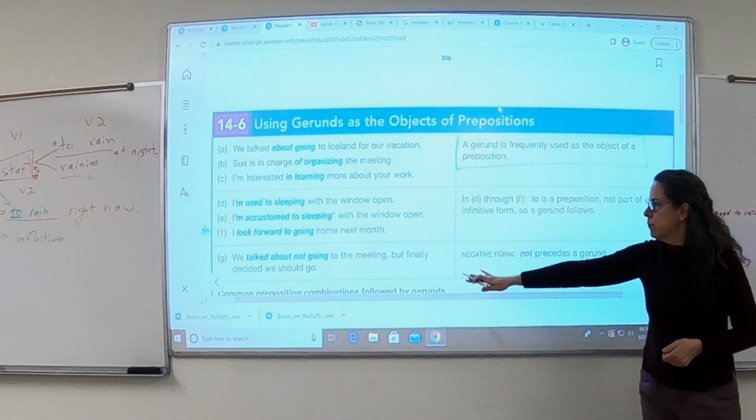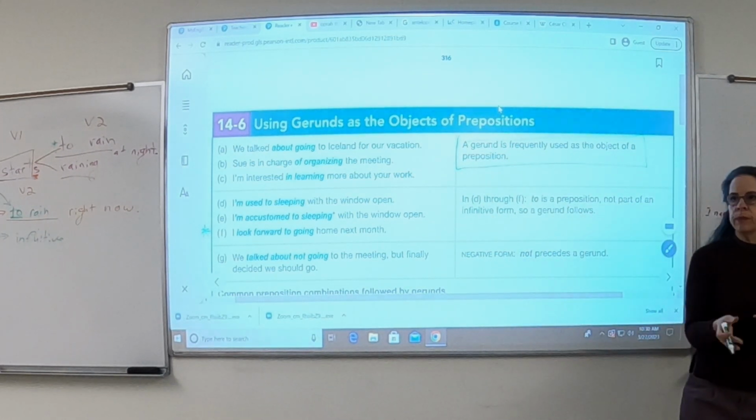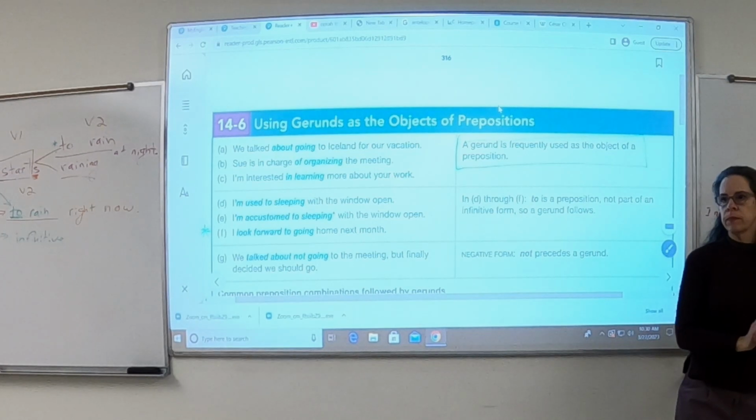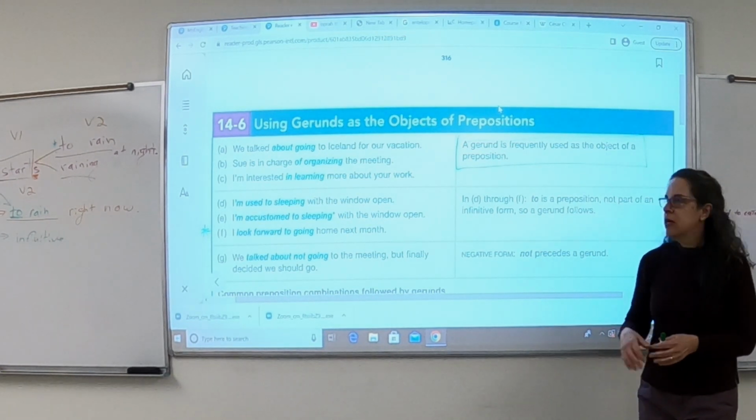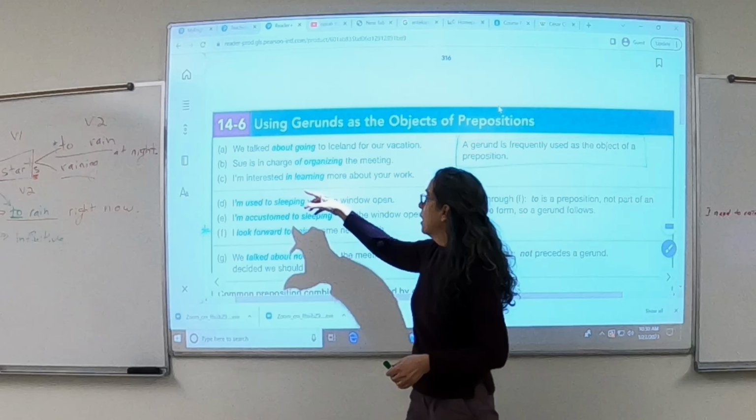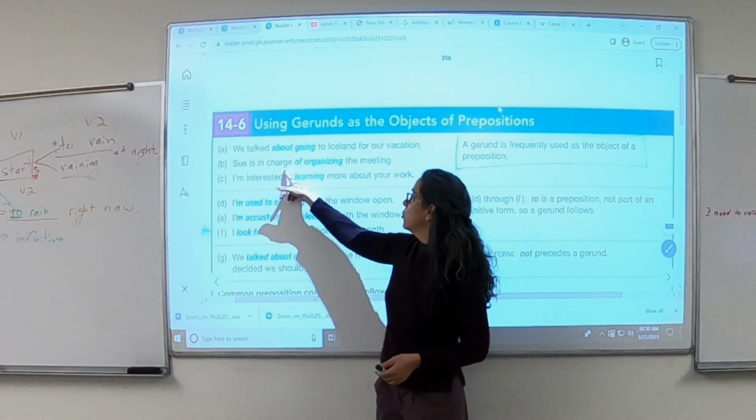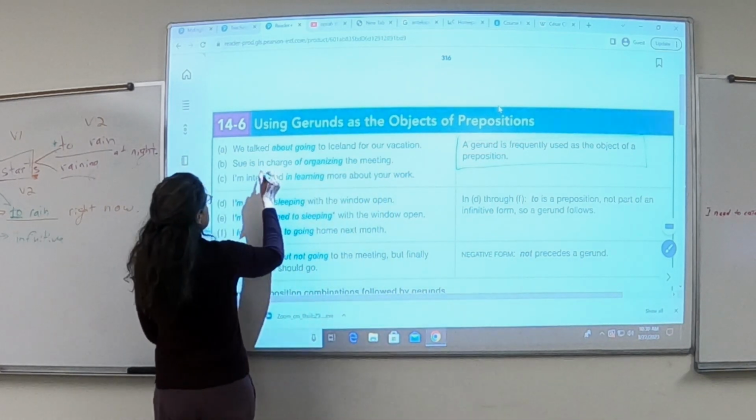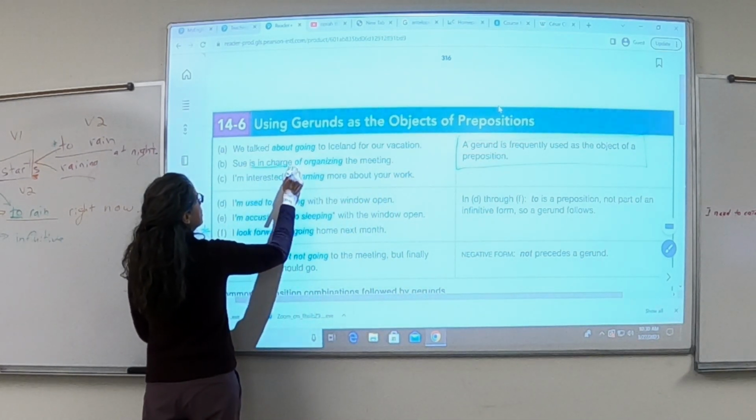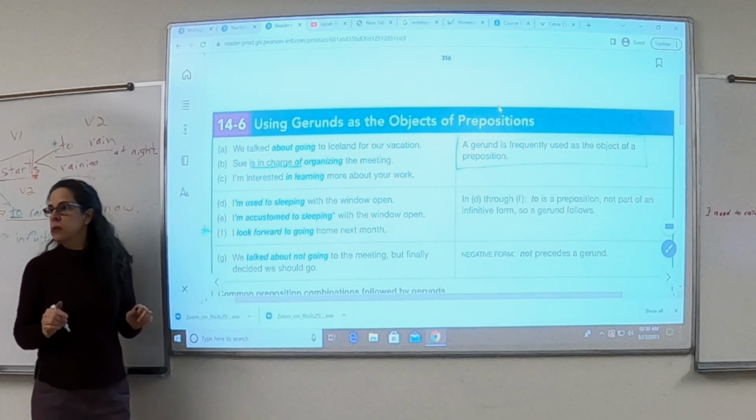Okay, so this is the main idea of this chart. Preposition, gerund. That's all you have to know. Preposition, gerund. The problem is remembering which preposition goes. Like, do we talk about or do we talk of? Is she in charge of or is she in charge for? In charge. To be responsible for something.